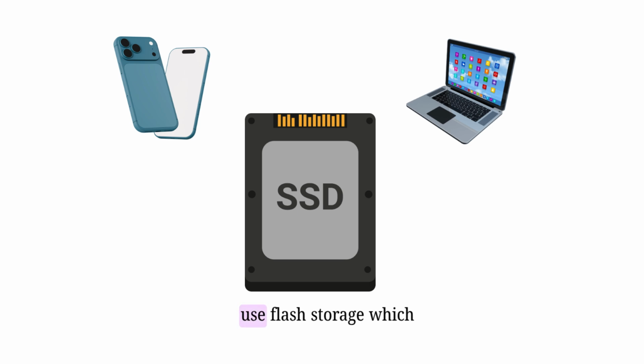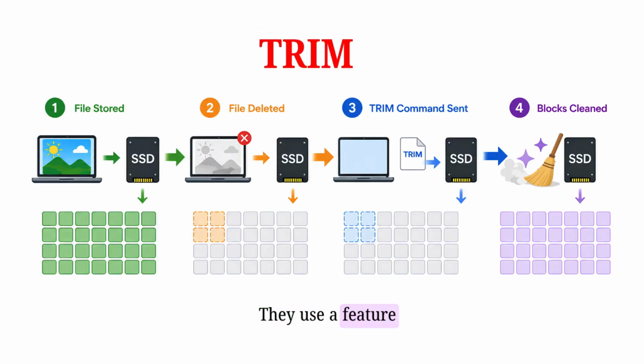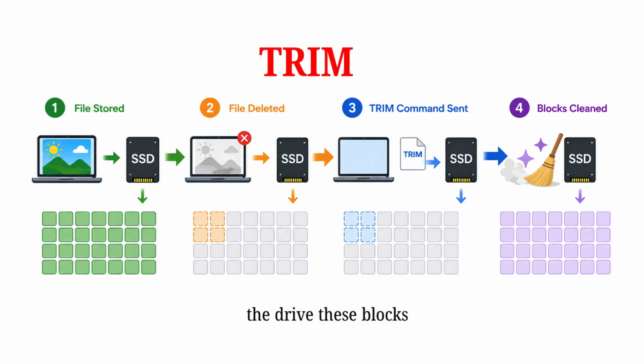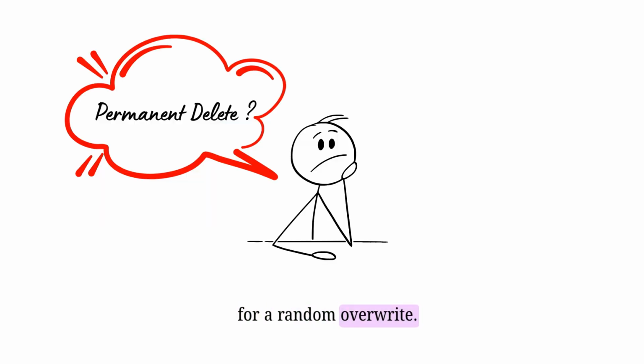Modern phones and laptops use flash storage, SSDs, which behave a bit differently from old spinning hard drives. They use a feature called TRIM, where the system tells the drive, "These blocks are free now," and the drive often wipes them in the background for performance reasons. So, on flash storage, a deleted file can become unrecoverable much faster, sometimes within minutes, rather than waiting for a random overwrite.